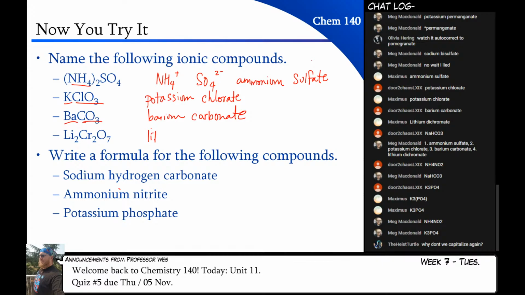We got lithium for this next one. And we got this crazy thing, Cr2O7. If you look that up, that is dichromate. Wow, I'm really doing a great job at the letter E today. Good job.